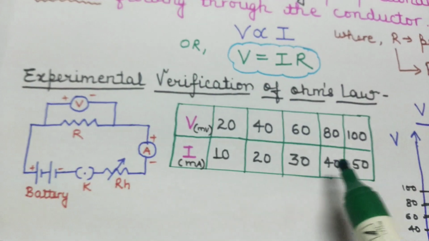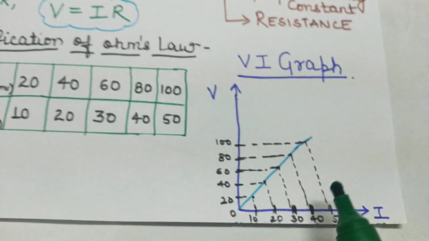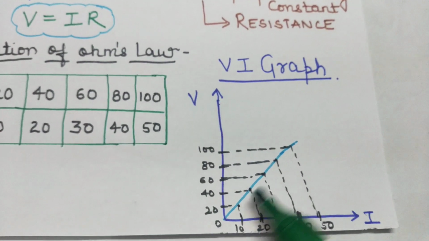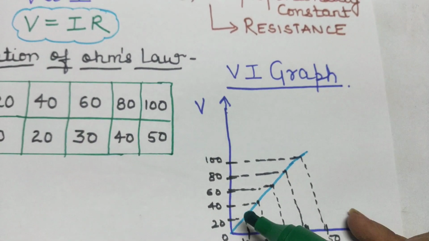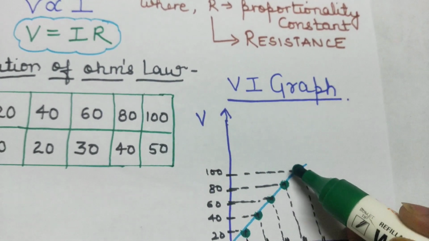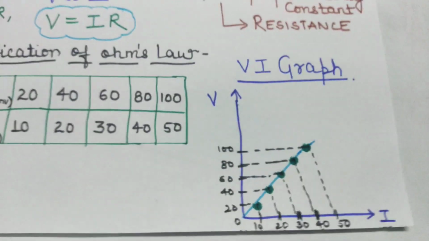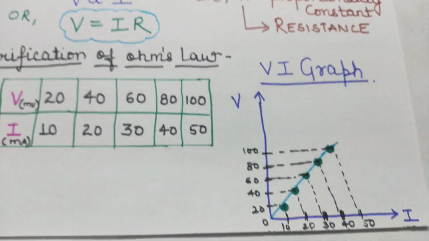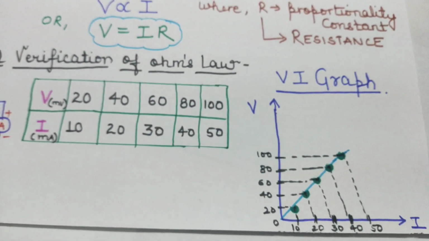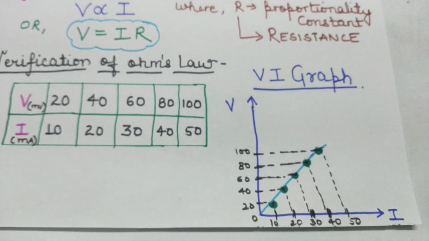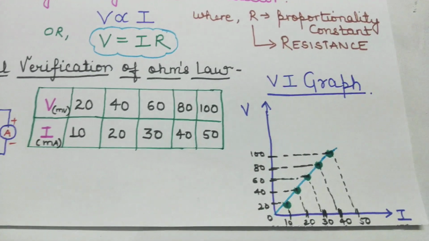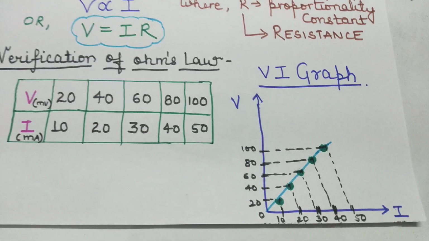So these values, when you plot the VI graph, what will you get? You will get a straight line. When you plot the graph and join these points, you will get a straight line. So the VI graph for Ohm's law is a straight line. This is also a very important question. So when you plot the graph after getting the values, we will always get a straight line.